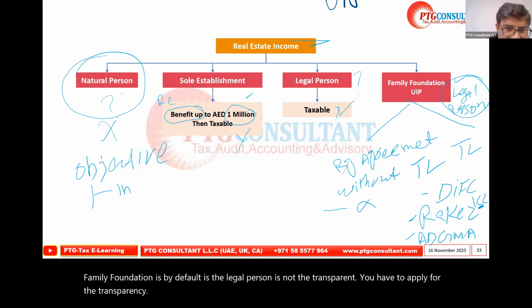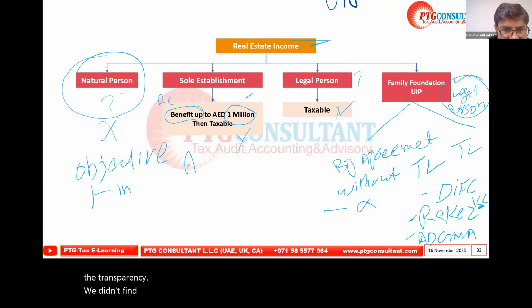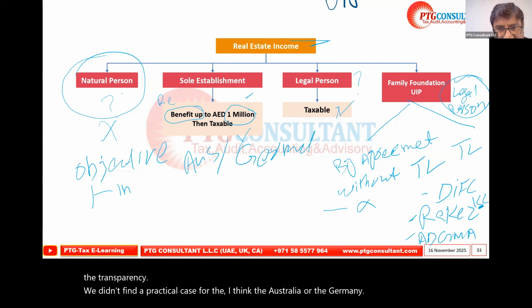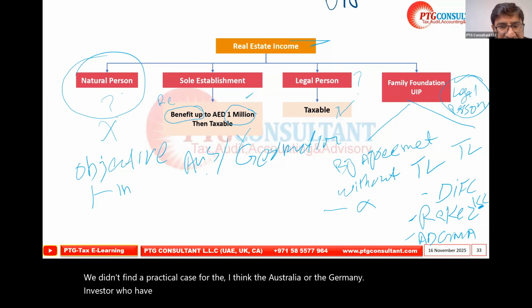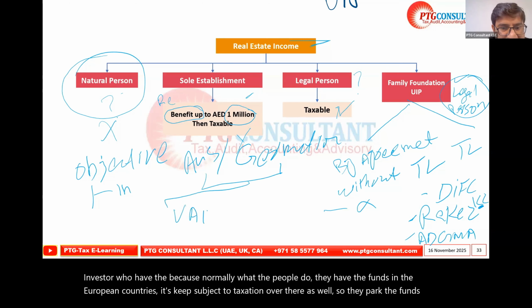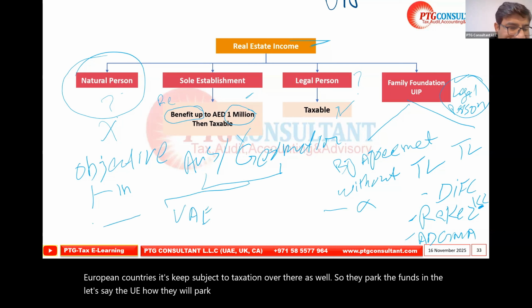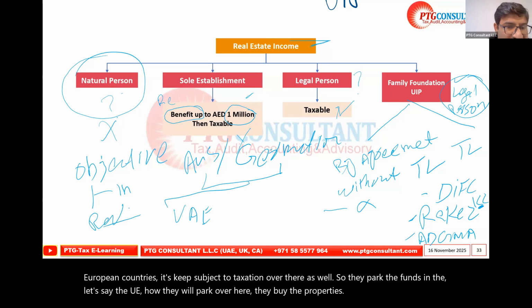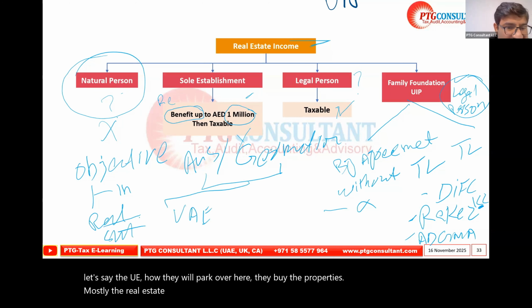We handled one practical case for an investor from Australia or Germany. Normally people have funds in European countries, which remain subject to taxation over there as well. So they park the funds in, let's say, the UAE. How will they park over here? They buy properties, mostly real estate investment, and buy shares and securities. This is the practical example we dealt with.